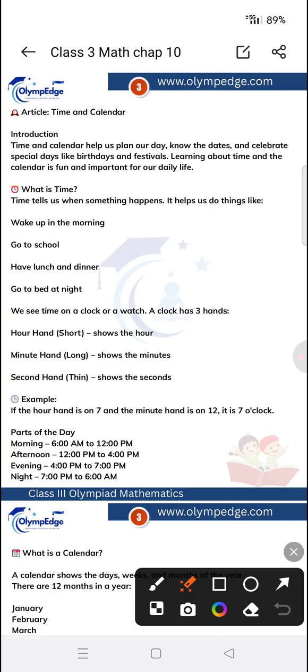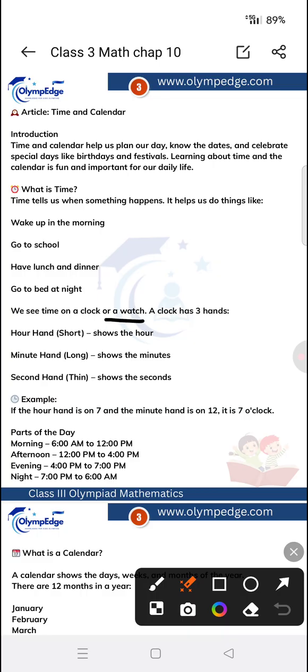So let's see what is time. Time tells us when something happens. It helps us to do things like wake up in the morning, go to school, have lunch and dinner, go to bed at night, right? Time is the thing that tells us when an event is happening and it helps us to plan our things like when should we wake up in the morning, when should we be going to the school, when we will have lunch and dinner or go to bed at night, right?